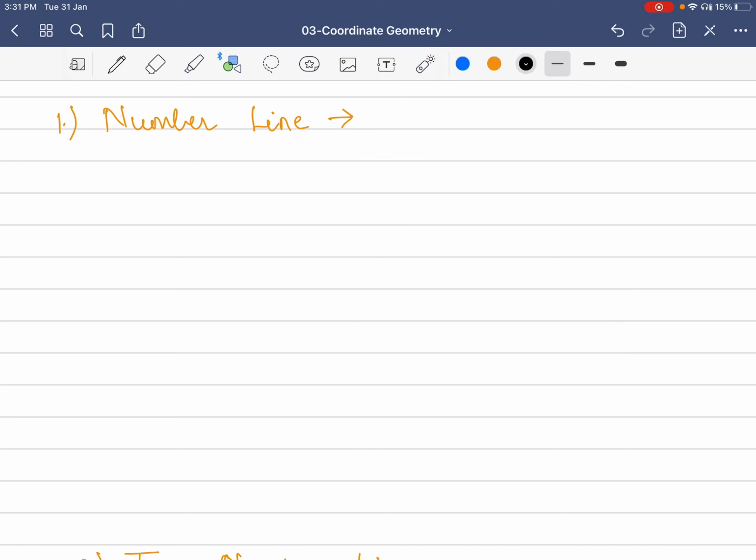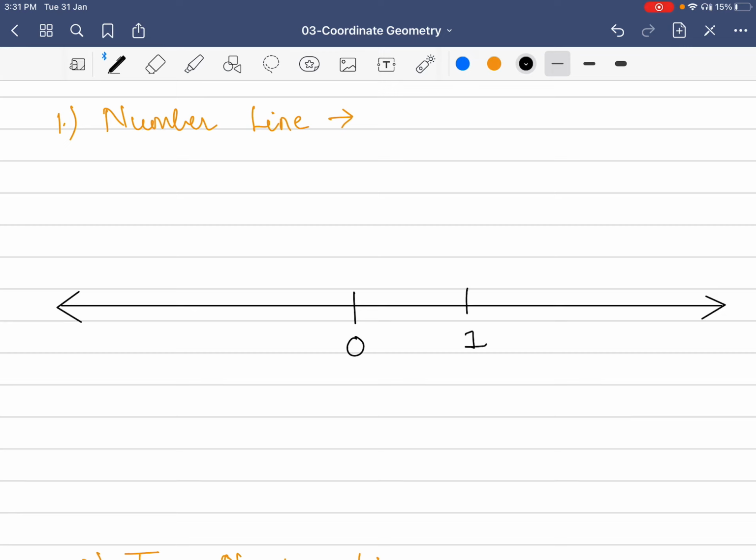So I'm going to quickly draw a number line. We have seen this before multiple times. Okay. So this is a typical number line. And if you want to represent integers on the number line, then at the center you have your 0. So I'm going to mark it 0, and then this is your 1. And this is 2, and this is 3, and so on. And on the left hand side you have negative numbers, so -1, -2, -3, and so on.